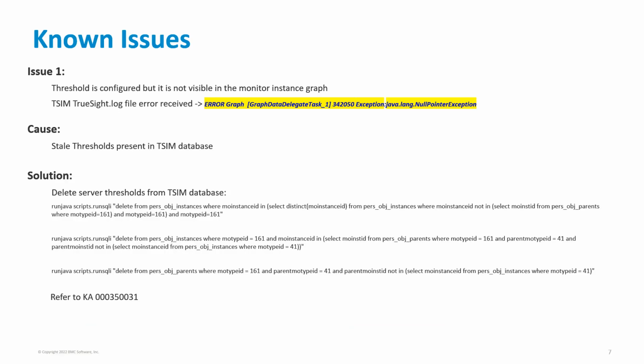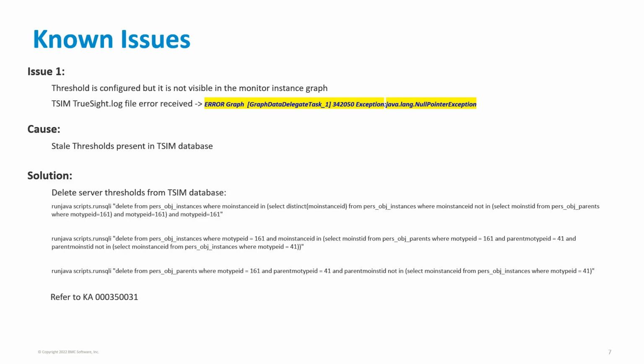Known issues. One of the commonly seen issues is related to stale thresholds in the TSIM database, which causes new server thresholds to not apply on any monitor instance. We can identify if there are stale thresholds in the TSIM database with a simple use case. When a server threshold is configured via policy, but it is not visible when checking the monitor instance graph, we need to immediately check the TSIM TrueSight.log file and verify if this highlighted error is received. If yes, that confirms there are stale thresholds in the TSIM database.